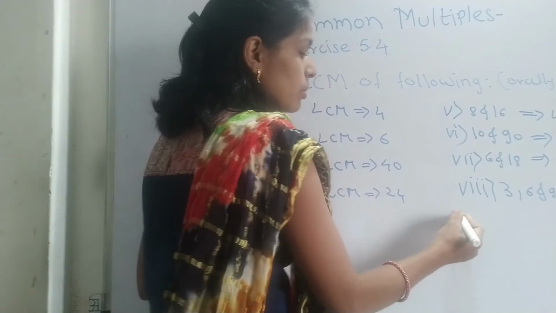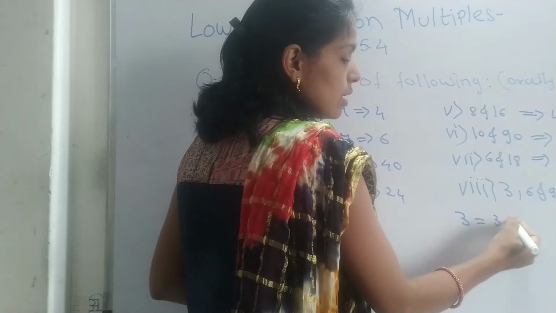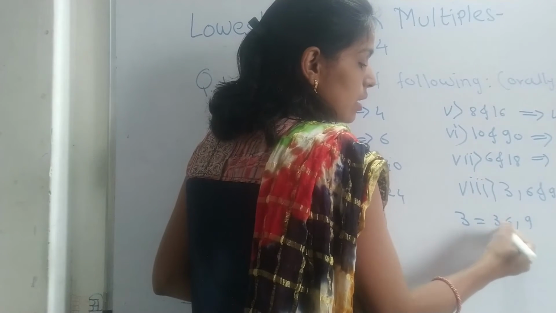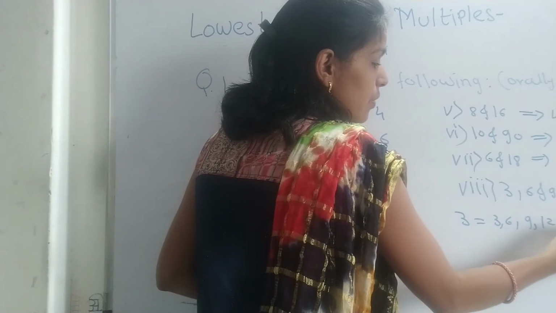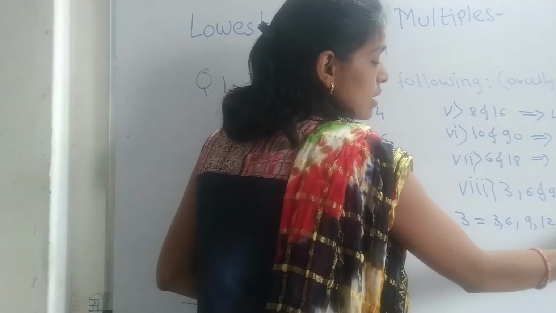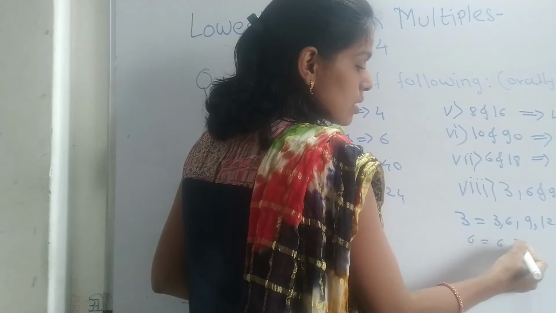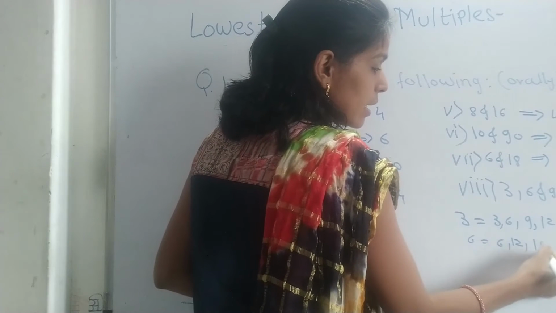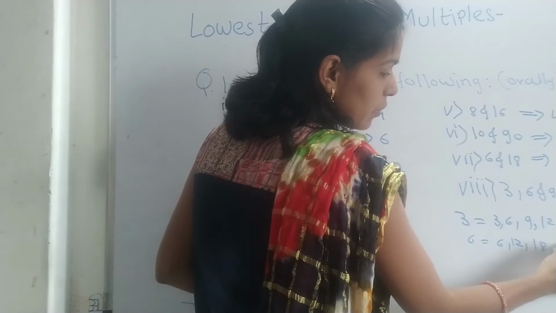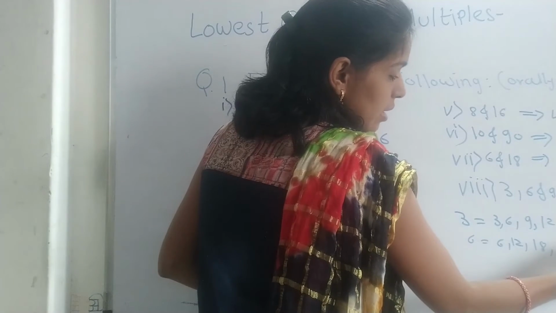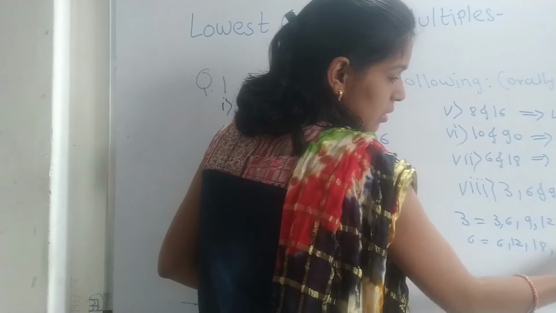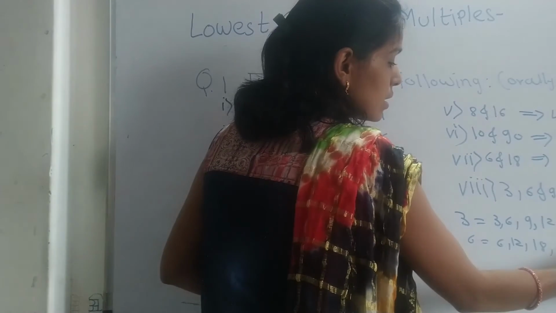You can check it. Multiples of 3 are: 3 1s are 3, 3 2s are 6, 3 3s are 9, 3 4s are 12, 3 5s are 15, 3 6s are 18, 3 7s are 21. Multiples of 6 are: 6 1s are 6, 6 2s are 12, 6 3s are 18, 6 4s are 24, 6 5s are 30, 6 6s are 36.